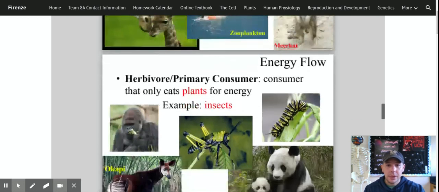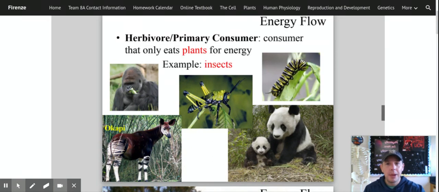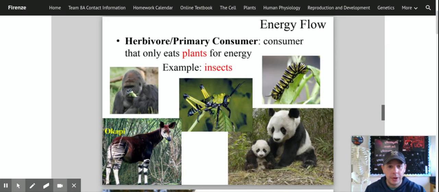Now, a primary consumer, the word primary means first. A primary consumer is known as a herbivore. And herbivores are a special kind of organism that only eat plants. Okay? They only eat plants. You see this gorilla over here? Panda bears, caterpillar, whatever kind of bug that is.